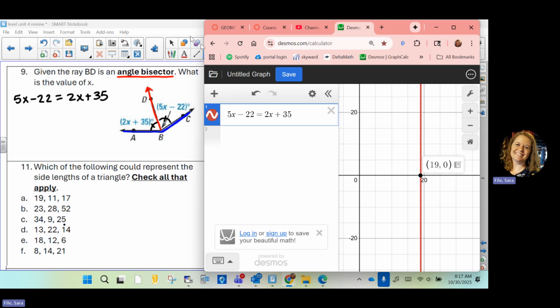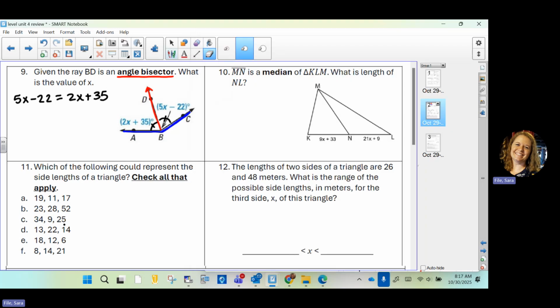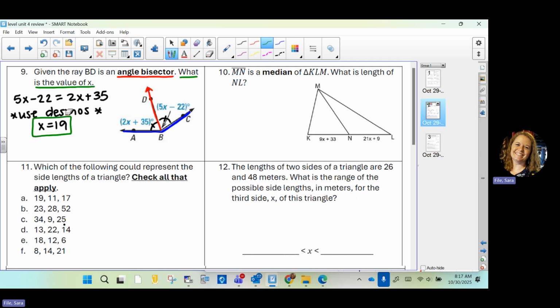So yes, you can come over here and actually work it out. But again, you can use Desmos here. So I'm going to write use Desmos. Once I set that up, I use Desmos. And I get that X is 19. Is the question asking for X? Yeah, I go back and read and make sure. And it says, what is the value of X? So I'm done. X is 19.